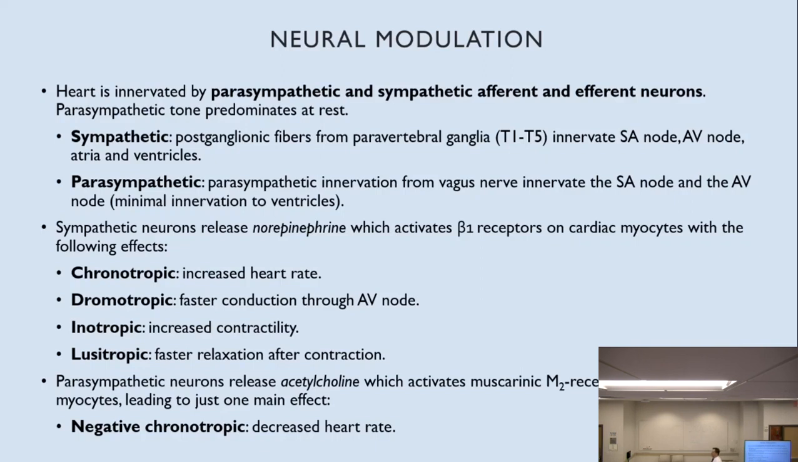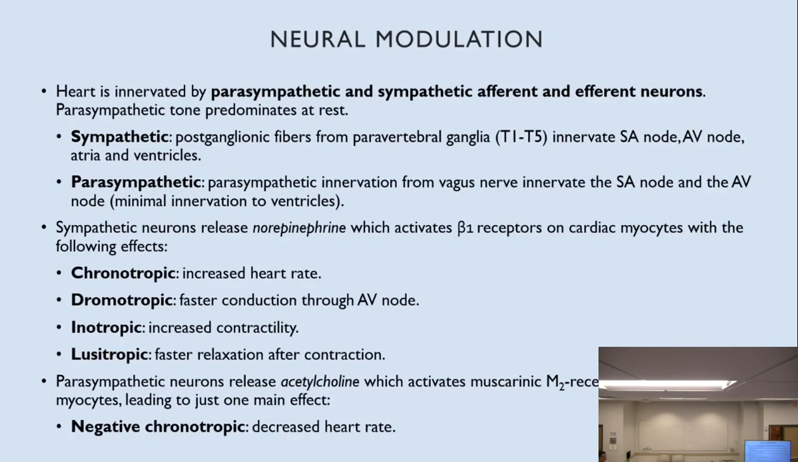Notice that the sympathetic postganglionic fibers that arise from levels T1 to T5 innervate the SA node, the AV node, and the ventricles. Everything is innervated by sympathetic fibers, but the parasympathetic fibers from cranial nerve number 10, the vagus, which is also responsible for the gag reflex, innervate the nodes only, SA node and AV node. There is no or very minimal parasympathetic innervation to the ventricles.